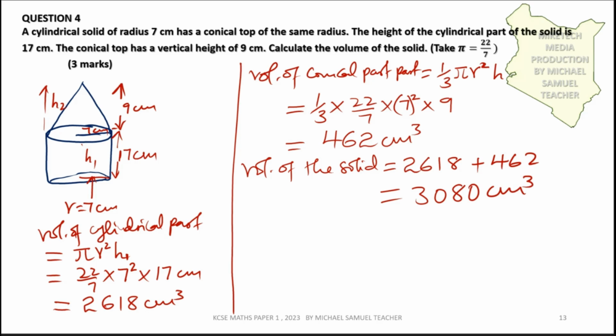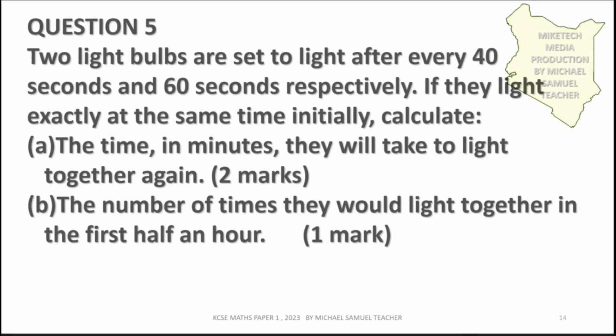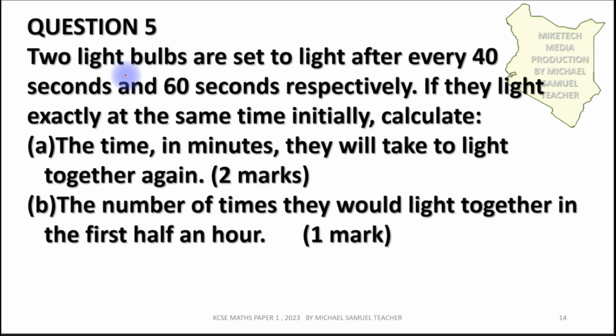We move on to question number 5. Two light bulbs are set to light after every 40 seconds and 60 seconds respectively. If they light exactly at the same time initially, calculate the time in minutes they will take to light together again. And part B, the number of times they would light together in the first half an hour.